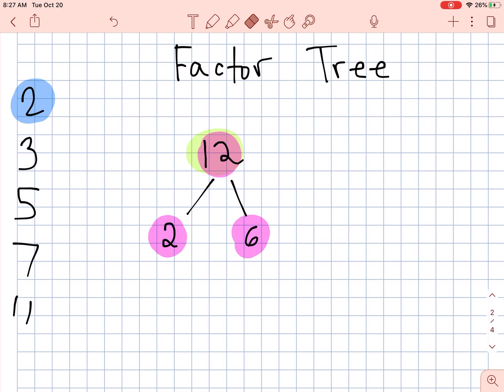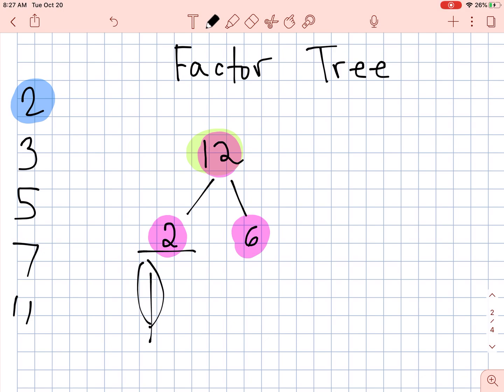2 and 6 are factors of 12. Now, 2 is a prime number, so I'm going to underline it. I'm done. That part of the tree, if you want to think about them being branches, that is the end of that branch. It's like the leaf, kind of. In fact, maybe I'll just draw a little leaf here just so we can kind of remember that. There's a little leaf. All right.